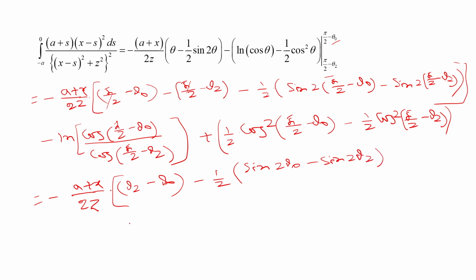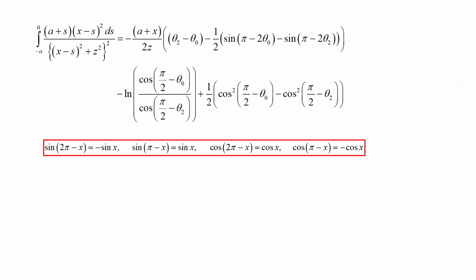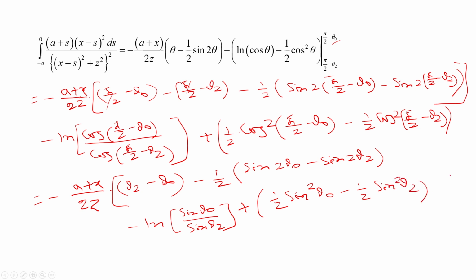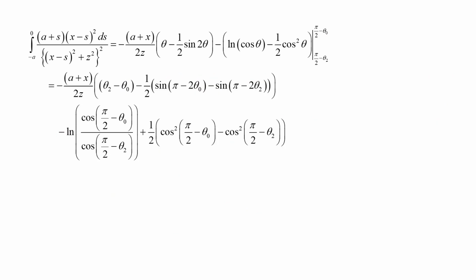and then you can write over here minus ln of cos of pi by 2 minus theta 0. So, cos of pi by 2 minus theta 0, this is sin actually, this is sin theta 0, right. So, it will be sin theta 0 by sin theta 2, and then plus half of cos square, which is basically pi by 2 minus theta 0. So, it is sin square theta 0 minus half sin square theta 2, like that. One has to be a little bit careful about this pi by 2 minus theta and so on, but I think it is manageable, one can do that.